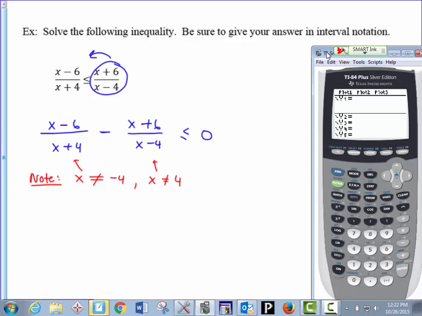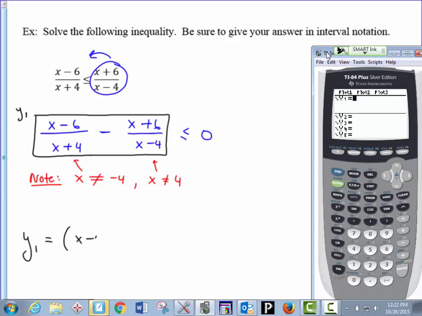Okay, now what we are going to do is enter this entire left-hand side into y1. When you enter it into y1, you need to be careful to use parentheses around the tops and bottoms of each fraction. So you will enter it as y1 equals, open parentheses, x minus 6, close parentheses, divided by, open parentheses, x plus 4, close parentheses, minus, open parentheses, x plus 6, close parentheses, and then divided by, open parentheses, x minus 4, close parentheses. So I'll go ahead and do that now.